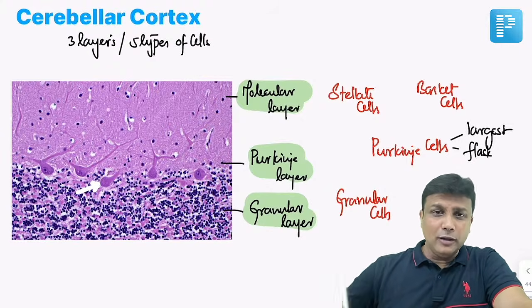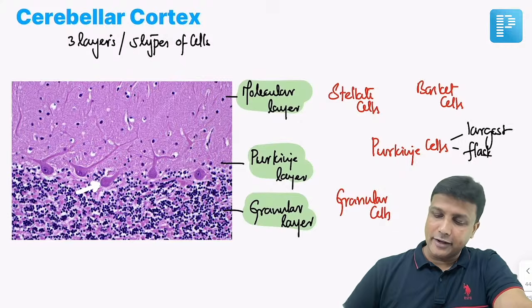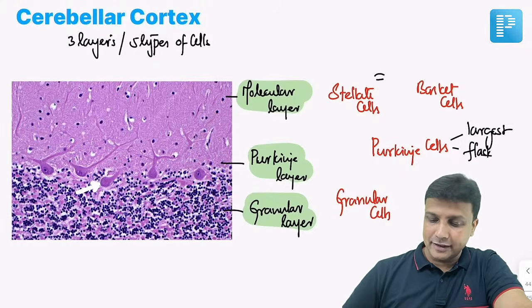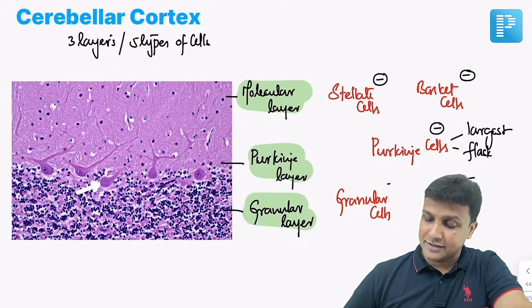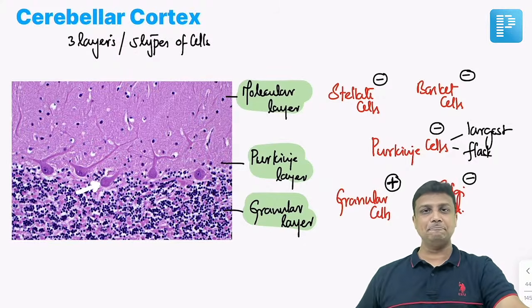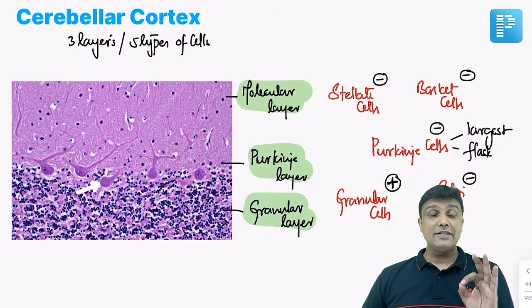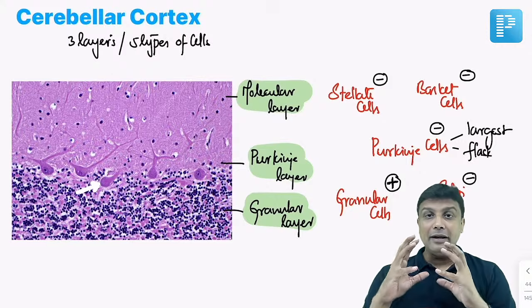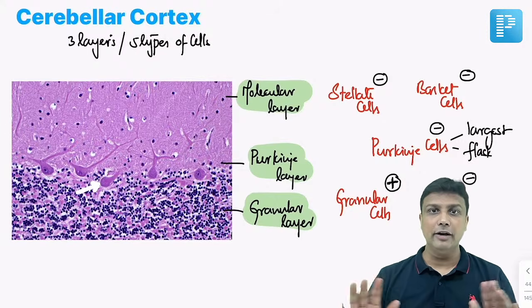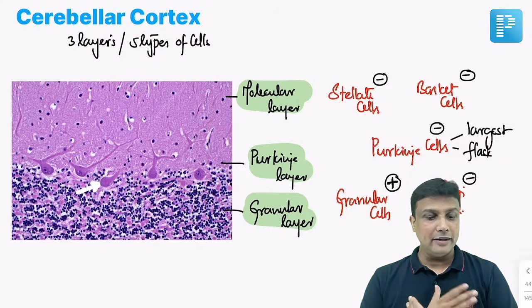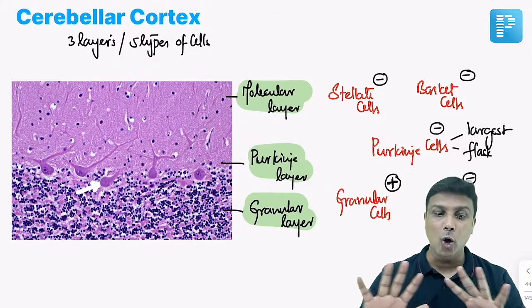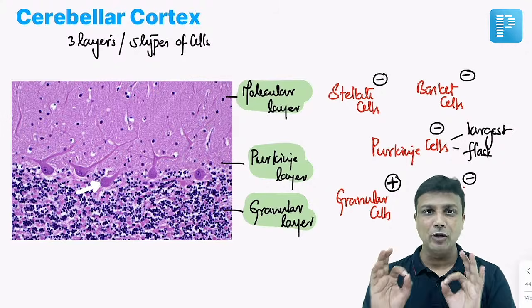Now, out of all these neurons which are present in the cerebellar cortex, remember that the stellate cells are inhibitory, basket cells are inhibitory, Purkinje cells are also inhibitory, and Golgi cells are inhibitory. The only one which is excitatory will be the granular cells. So remember, the cerebellar cortex is the largest collection of inhibitory neurons. All these neurons are inhibitory here, except the granular cells, which are excitatory. I hope the concept is clear.